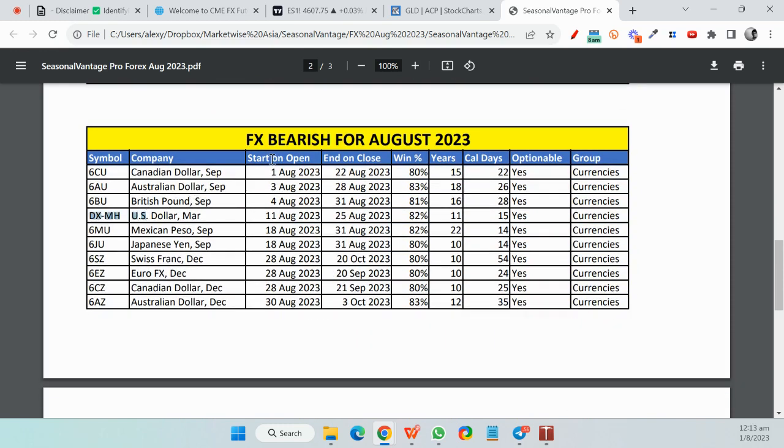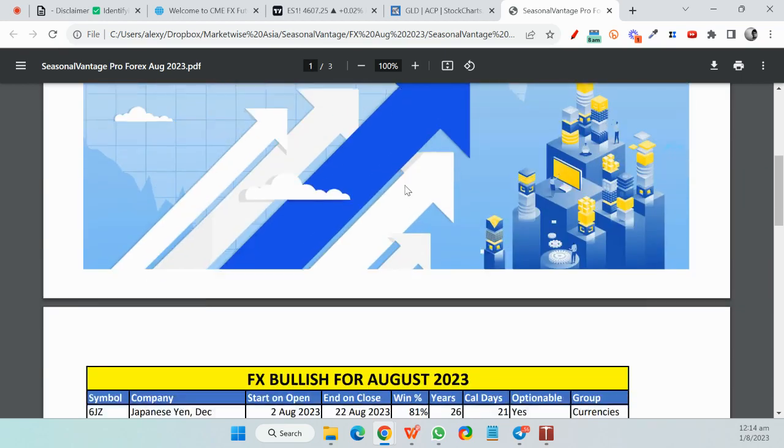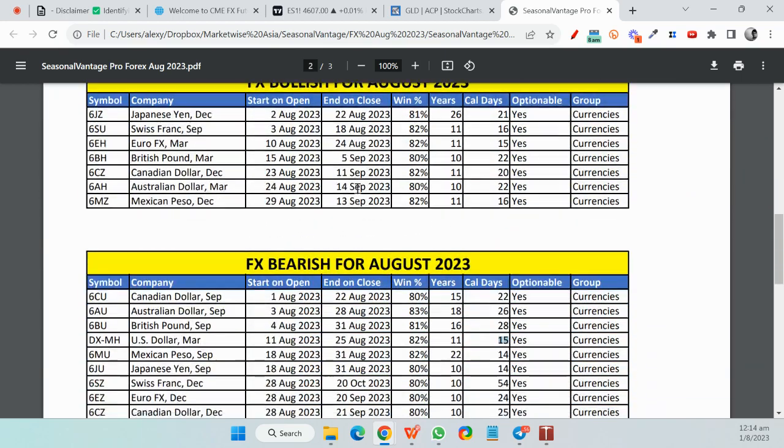For bearish, it is the reverse. It has a tendency to go down. Based on historical data from the 11th of August to the 25th of August, for the past 11 years, there's a tendency, 82% of the time, that the US dollar will go down, which means that out of the past 11 years, in 9 years there's a tendency to go down. And from 11th August to 25th August, it has a total of 15 calendar days. So I hope you understand that.